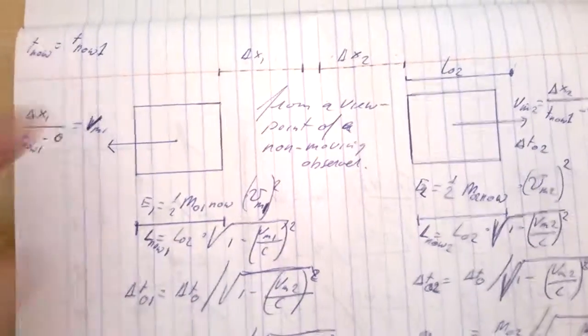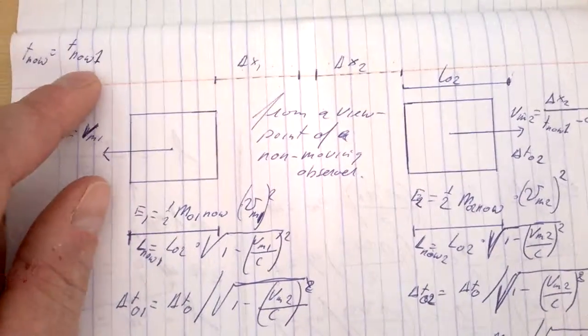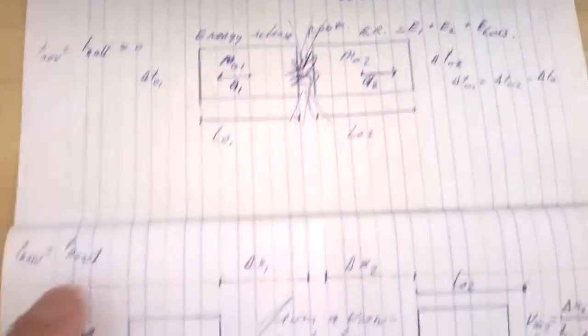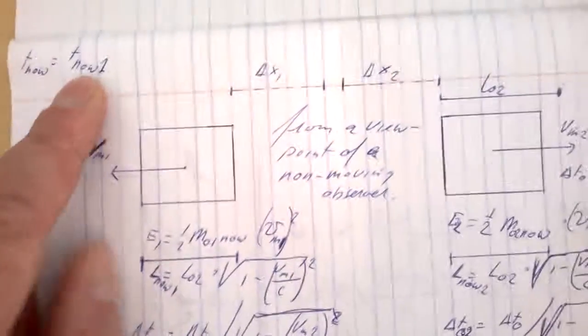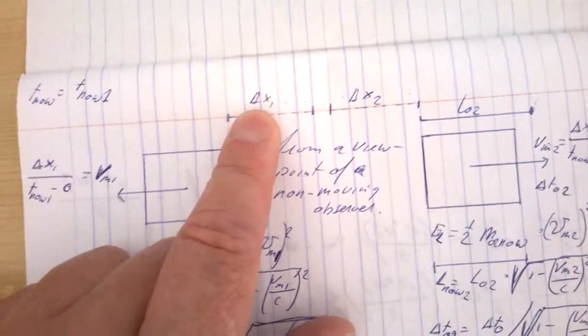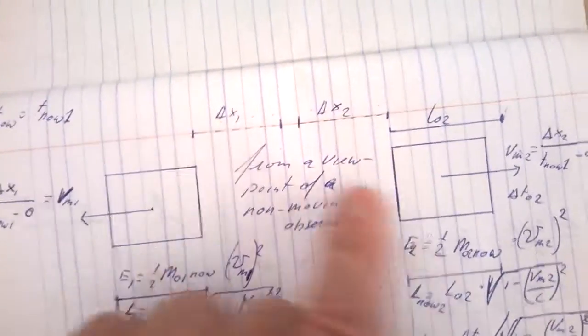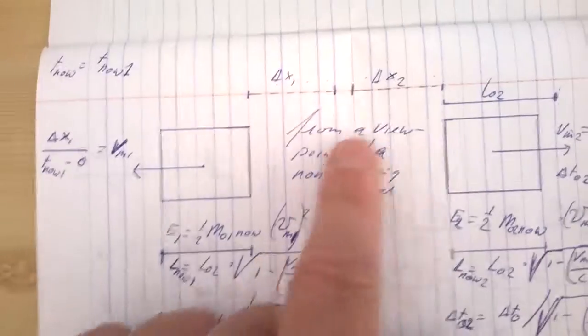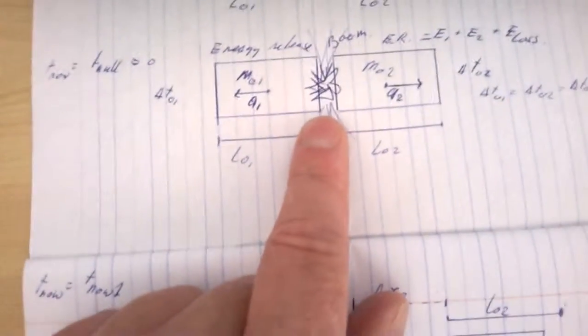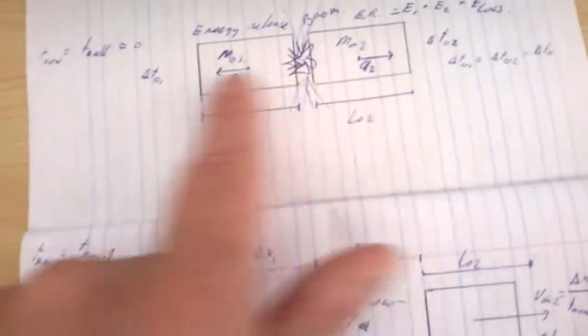T now is T now 1. In between this time and this time, some time has passed, but the objects have also moved. So a delta x1 and a delta x2, which we assume are the same because the masses are the same and the energy release is in between, so it gets distributed over the two masses in an equal amount.